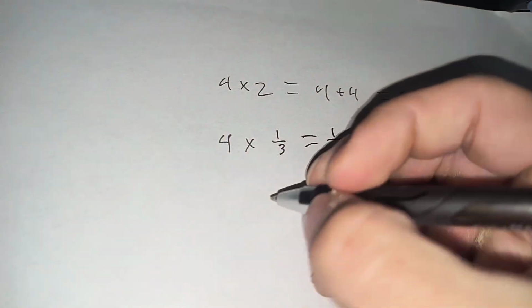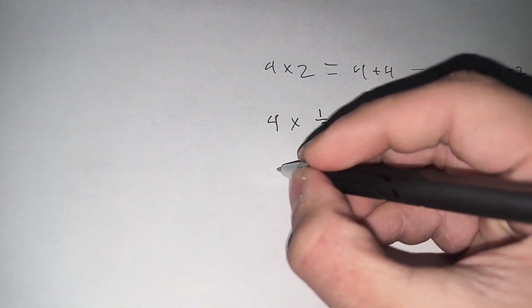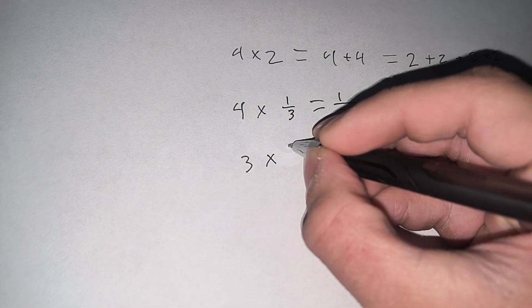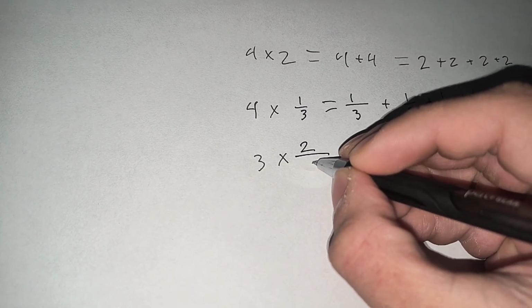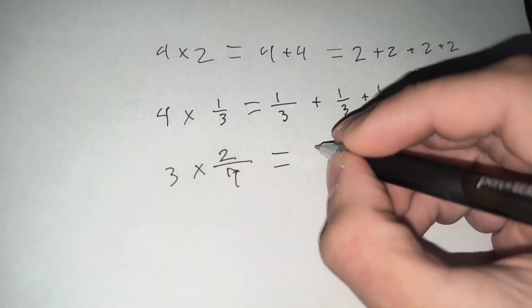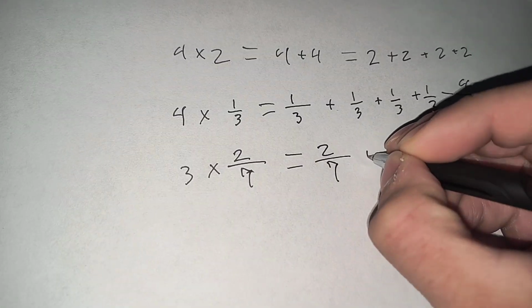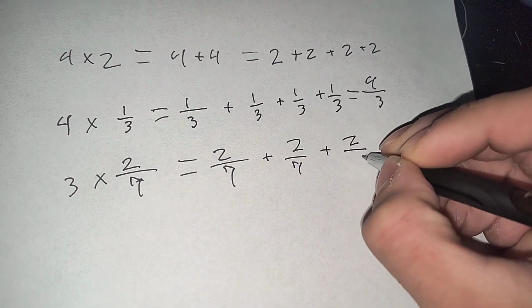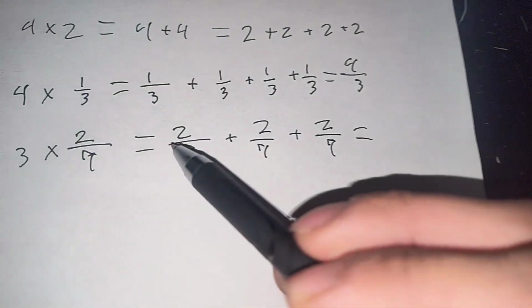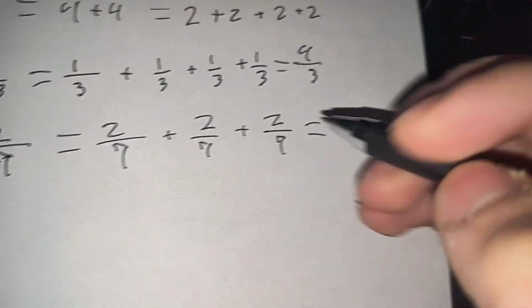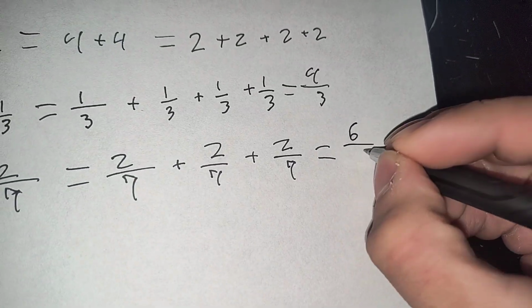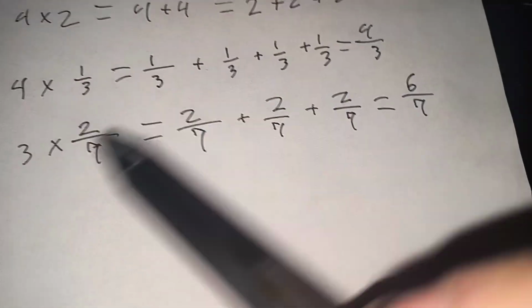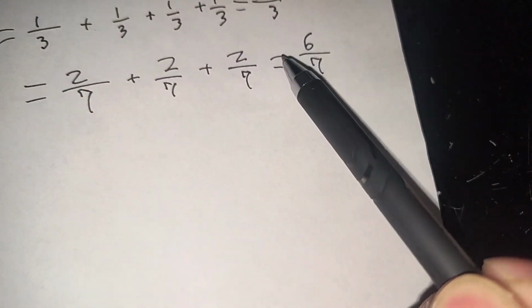And look at this. If I were to do, let's say, 3 times 2 over 7, 2 over 7 plus 2 over 7, we can just do 2 over 7 three times. 2 over 7. If I add the 2's, 2 plus 2 is 4. 4 plus 2 is 6. 6 over 7. Look at this. 3 times 2 is 6.